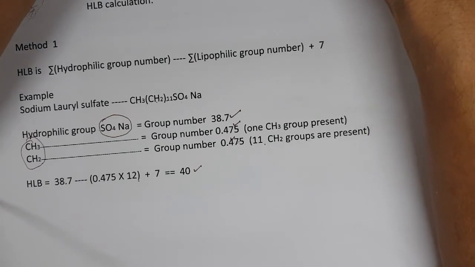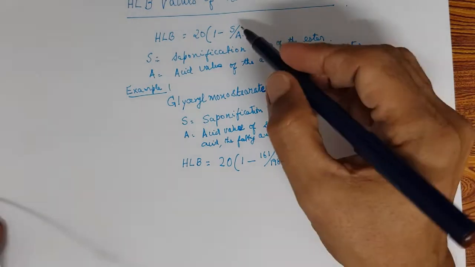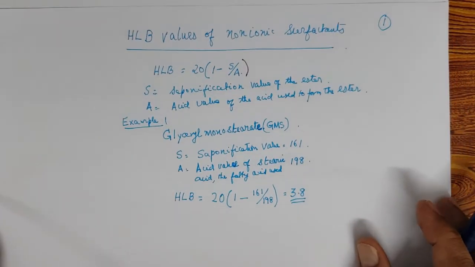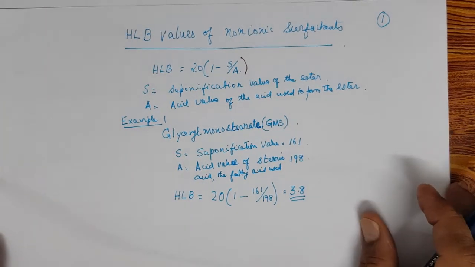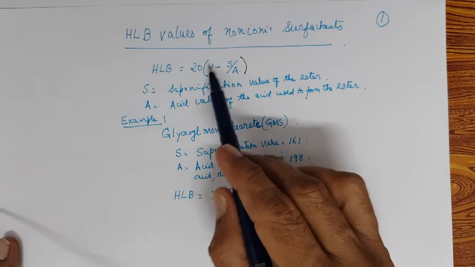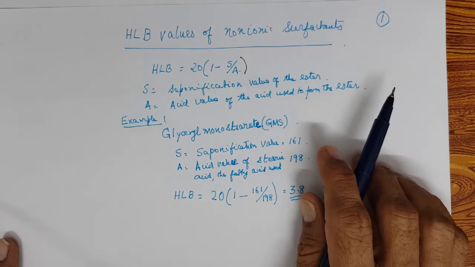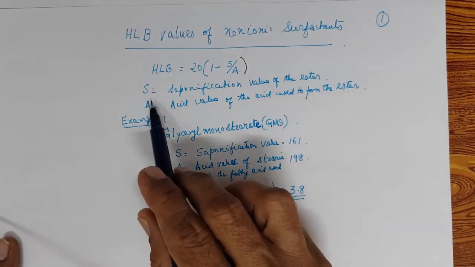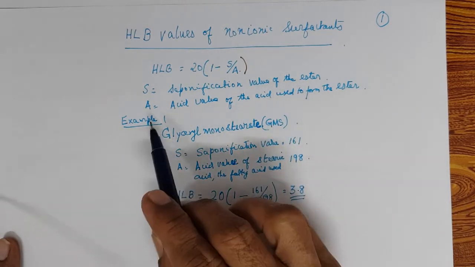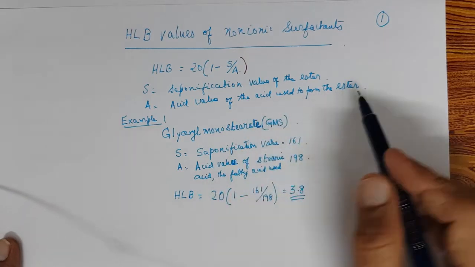So now we will take a non-ionic emulsifier, for example, glyceryl monostearate. The formula is 20 into 1 minus S by A. S is the saponification value of the ester and A is the acid value of the acid used to form the ester.